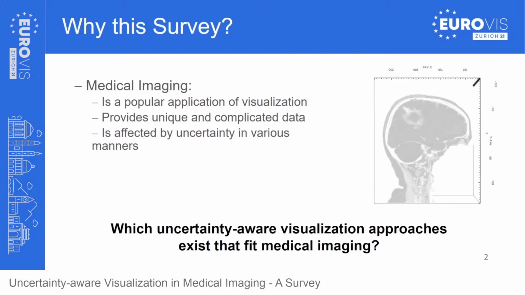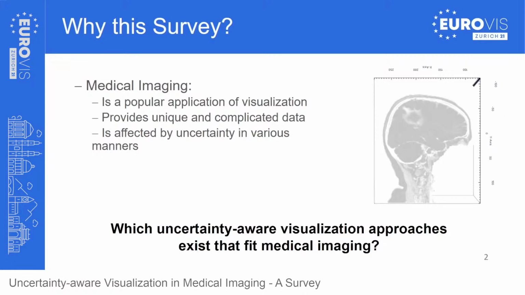Medical imaging provides us with a very popular application of visualization. There are many papers, especially in SciVis, that use medical image data as a proof of their concept. Medical imaging provides unique and very complicated data. In general, medical data is very messy. There are no specific standards. Patients can look very different, and it's really hard to understand the complexity that is captured in medical imaging data. And it is affected by uncertainty in various manners. And we will come to that point later, what various manners means.